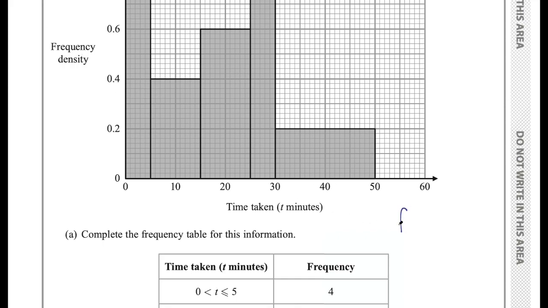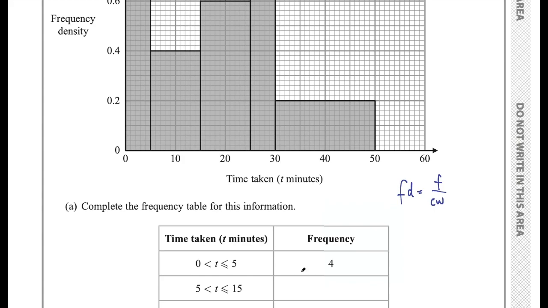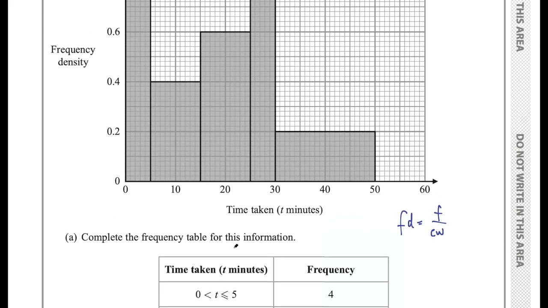For this type of question, you want to know how the frequency density is found. So the frequency density is calculated by taking the frequency, the amount of people for the given interval, and dividing it by the class width. So for this example, between 0 and 5 minutes, to get this frequency density of 0.8, you would do 4 divided by the class width, which is 5 minutes. Okay, so that gives you 0.8.